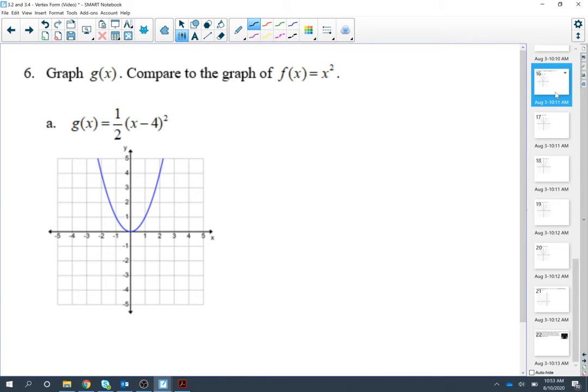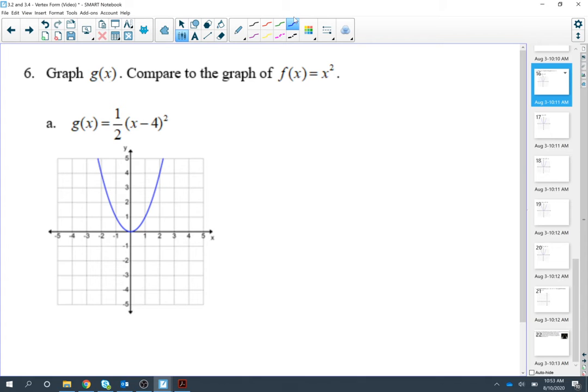Okay, ladies and gentlemen, number 6. So now that we've done even and odd, and we know the difference between an even and odd function, we're going to go back to this idea of graphing in vertex form, and we're just going to make things a little bit more complicated. So graph g of x and then compare it to the graph of f of x equals x squared.